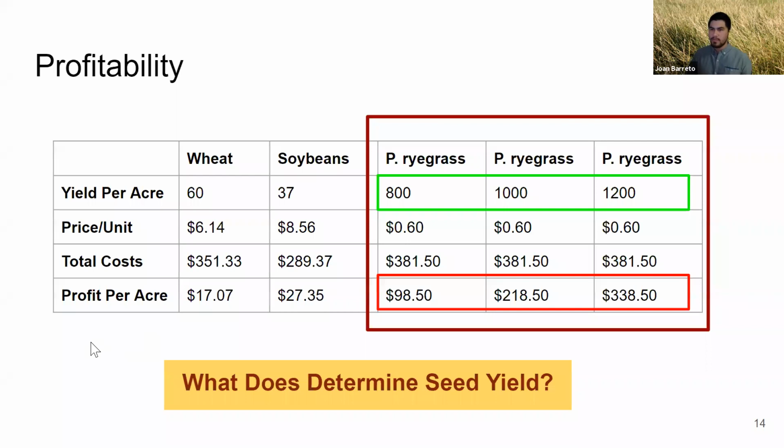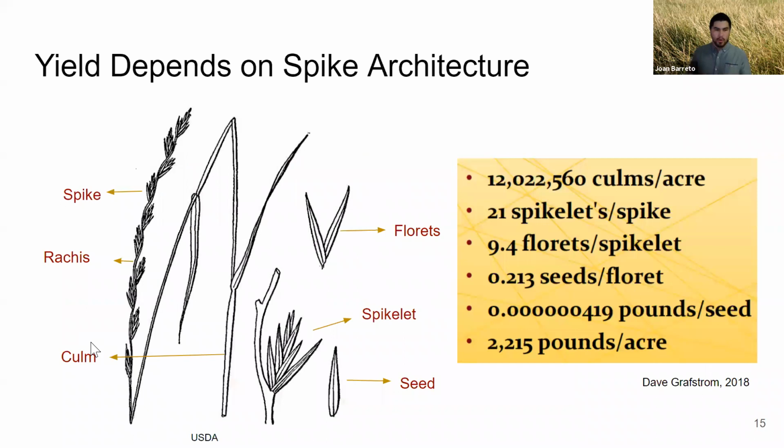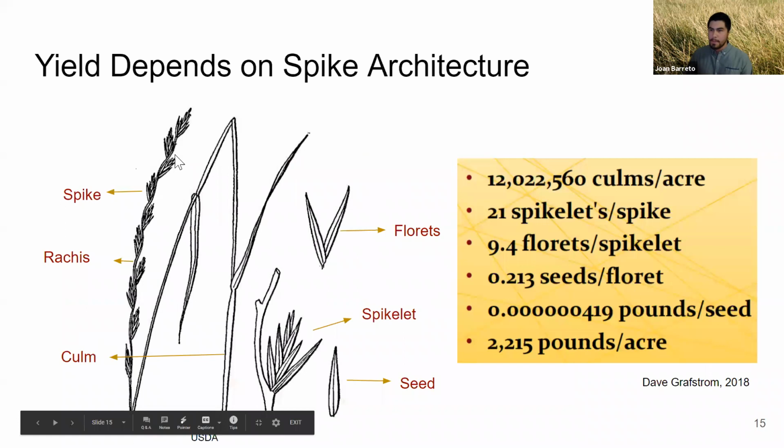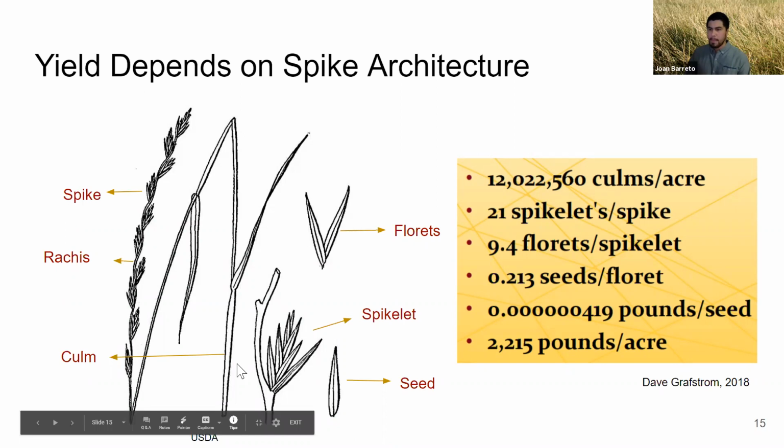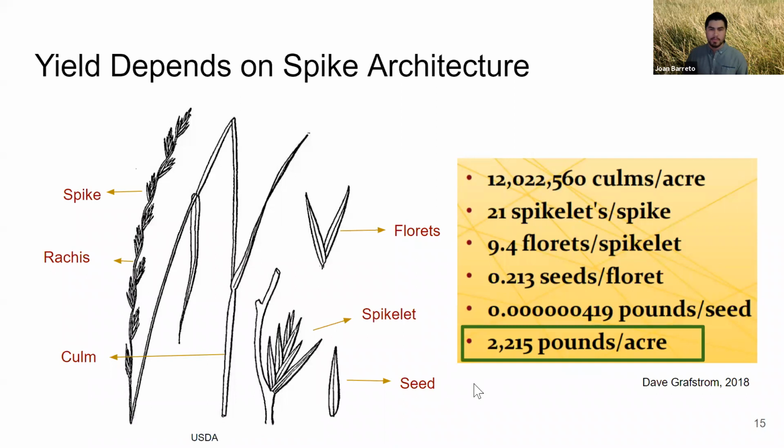We know that there's a consensus that in plants, and particularly in grasses, inflorescence morphology, or the spike architecture, determines yield potential. This is a general drawing of what a spike of perennial ryegrass looks like. These are the reproductive organs. This is the spike, which has spikelets like this one, held by the rachilla, and they are inserted on the rachis, which is this stem. And the spikelet has florets, and within those florets, we can find seeds. A combination or arrangement of these structures determines what the yield is, which in Oregon is estimated at around 2,000 pounds per acre.